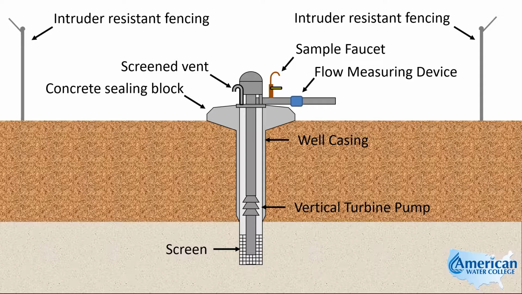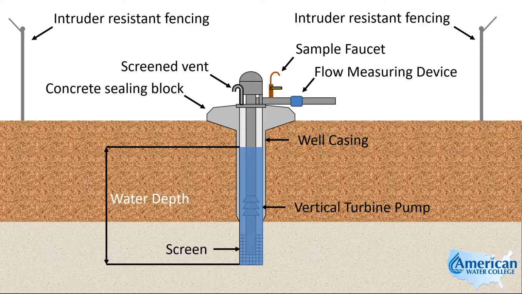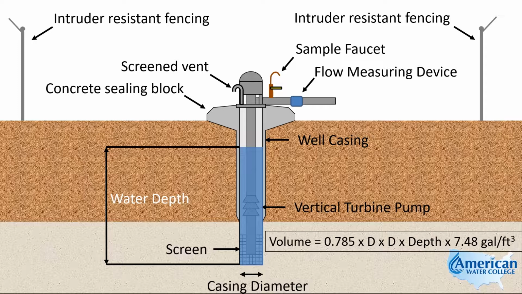Another type of chemical dose problem you'll want to know how to do is how to chlorinate a well. So here we have a well with some volume of water in it. There's going to be some water depth in this well casing, and it's going to have a diameter. One of the formulas you're going to need to calculate the volume of water in this well is volume equals 0.785 times diameter times depth times 7.48 gallons per cubic foot.